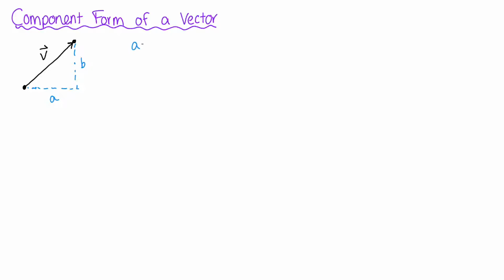Now, A is going to be positive if you're going right, and then it would be negative if you go left, which is the same as our coordinate system. B is going to be positive if you go up, and negative if you go down. So we call A the horizontal component, and we call B the vertical component. So every vector has two components associated with it. One of them is a horizontal component, one of them is a vertical component.